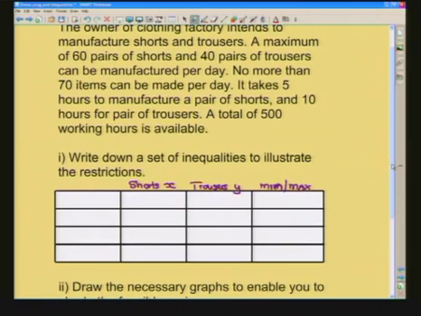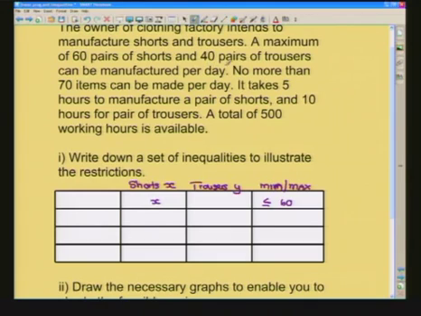Okay, now, he intends to manufacture the shorts and the trousers, a maximum of 60 pairs of shorts. So we're not talking about our trousers, we're only talking about our shorts. So a maximum of 60 pairs of shorts. So X must be less than or equal to 60. So you see how I organize it?